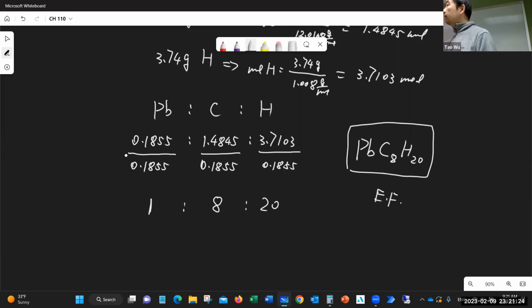That makes sense, right? Pretty straightforward, right? As long as you got the moles for each of the elements, you should be able to, based on those moles, figure out the mole ratio between each of the elements. Then you figure out what the empirical formula is. Make sense, right? All right.